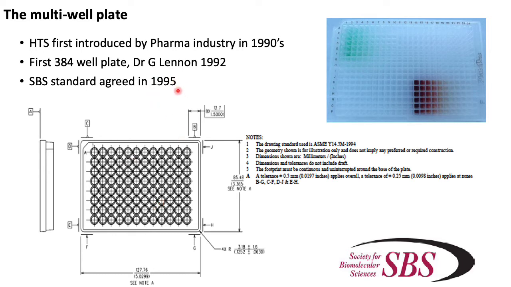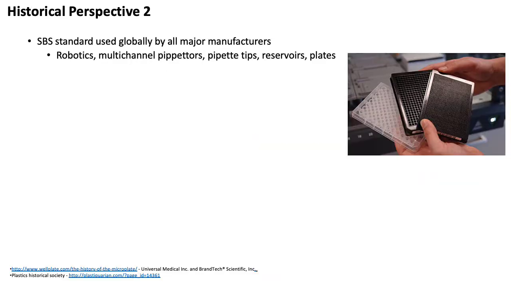Okay, so that was agreed in 1995, and what they did was they actually agreed on the distance between the wells, the height, and just the general kind of layout of the plate, and it would be standardized between manufacturers. SBS standards are used globally by all major manufacturers, and they're used for robotics, multi-channel pipetters, pipette tips, reservoirs, plates.